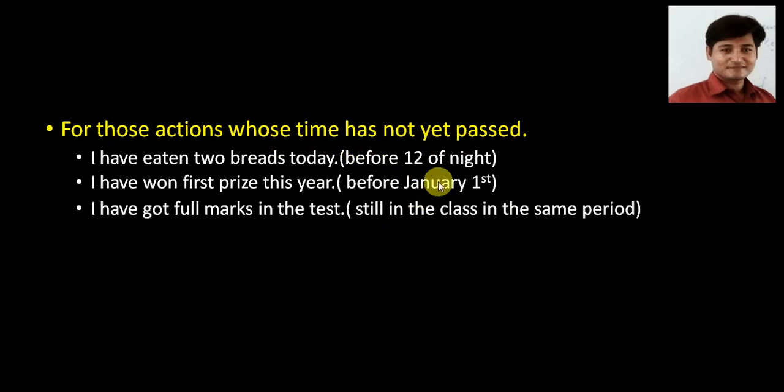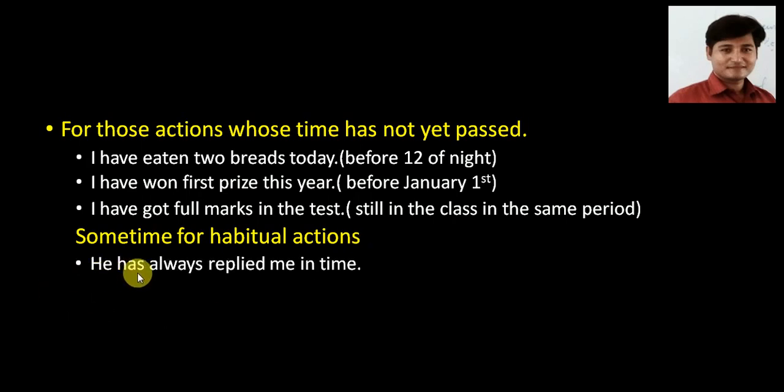Okay, if the time has passed, we can't say it in present perfect. The next usage, sometime for habitual action. Some action which a person performed habitually or he still performs, we can use present perfect. For example, he has always replied me in time. It means it is his habit. He never replied me late.